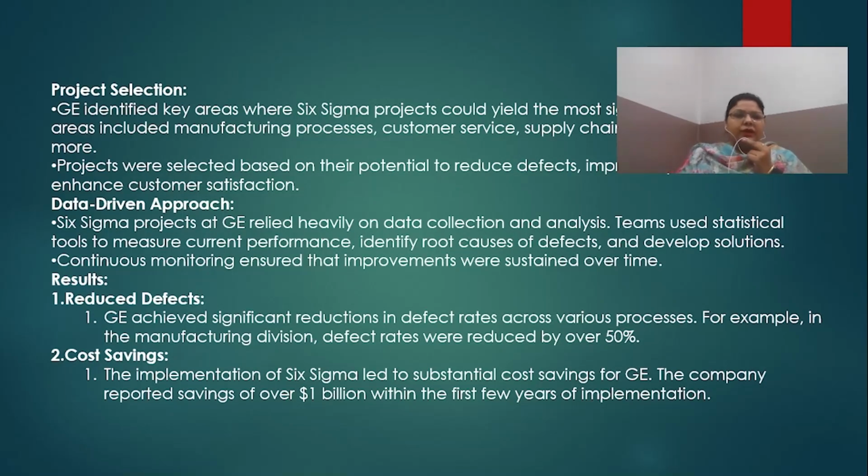Now, how they worked on project selection. General Electric identified key areas where Six Sigma projects could yield the most significant impact. These areas included manufacturing processes, customer services, supply chain management, and more. Projects were selected based on their potential to reduce defects, improve cycle times, and enhance customer satisfaction.